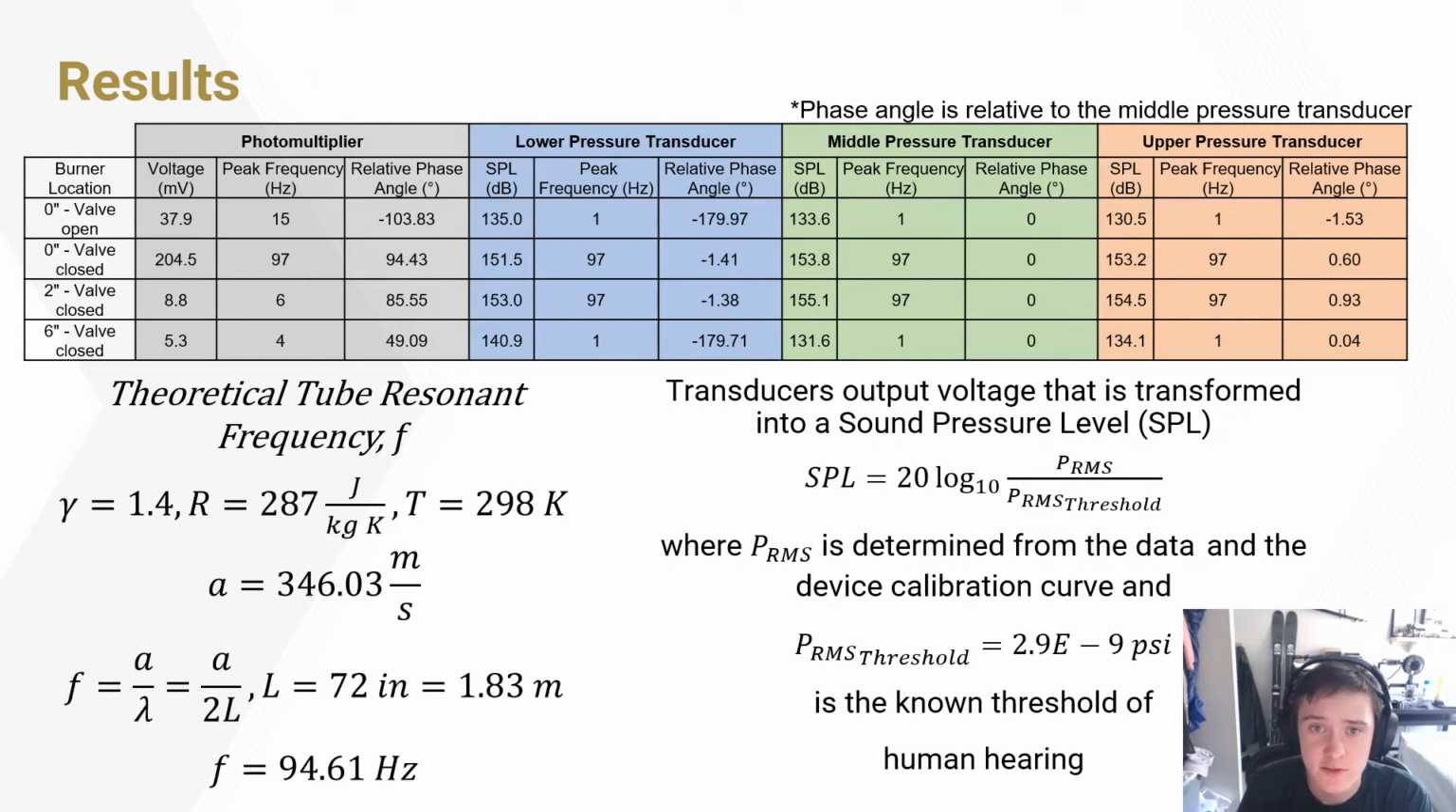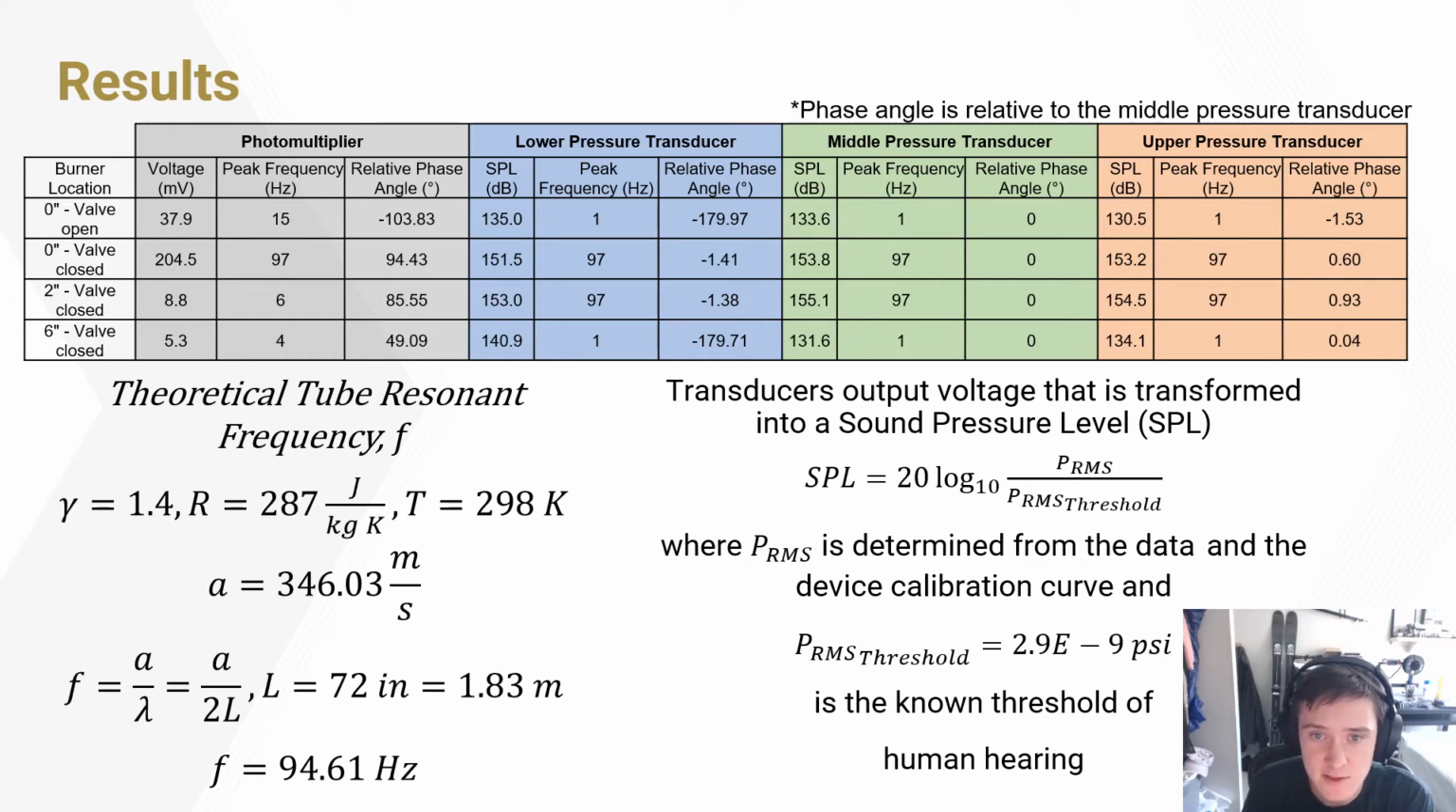The table shown provides reduced results for all 4 runs. Here, the relative strength of each signal is represented along with the peak frequency and phase angle relative to the middle pressure transducer. Notice that the pressure magnitude is much larger for the 2 cases in which resonance occurred, the 0-inch and 2-inch height runs with the valve closed. The pressure values represent the sound pressure level in decibels, which represents the strength of the pressure waves relative to the human threshold for hearing, which is a known fixed value.